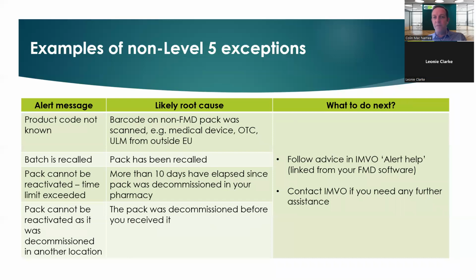I mentioned some types of non-level 5 exceptions. So these are exceptions that, whilst not associated entirely with the potential for a falsification, they will flag an alert that does have to be managed or handled in order for you to ensure that the pack can be provided for saleable stock. So the product code may not be known. And we do see these particularly on barcodes on non-FMD packs, if they were scanned, such as medical devices, over-the-counter medicine, and ULMs from outside the EU. And we will talk particularly about ULMs later on in the presentation.